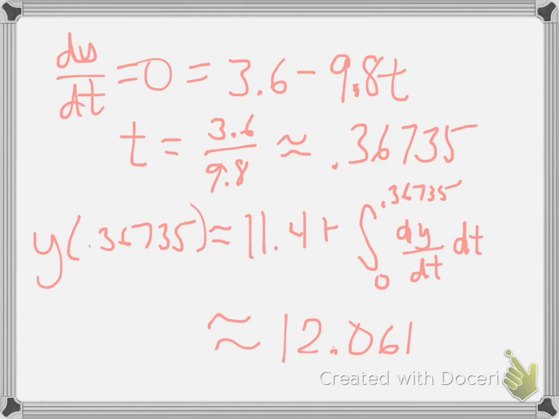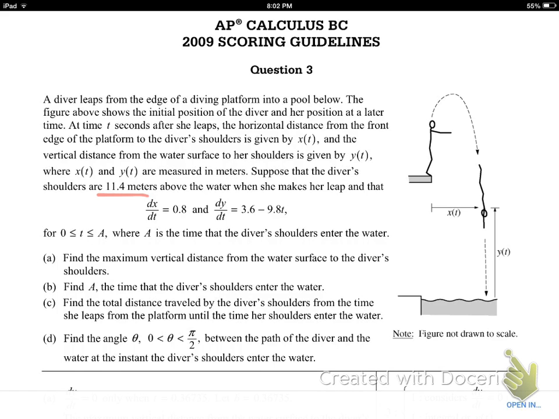All right, so let's go back and make sure we've answered all of part A. So find the maximum vertical distance from the water surface to the diver's shoulders. So everything's measured from the diver's shoulders, and so we're good to go on part A. And this is a 3-point question, by the way. Let me assign the values to this. I don't remember off the top of my head, but they did give it 3 points.